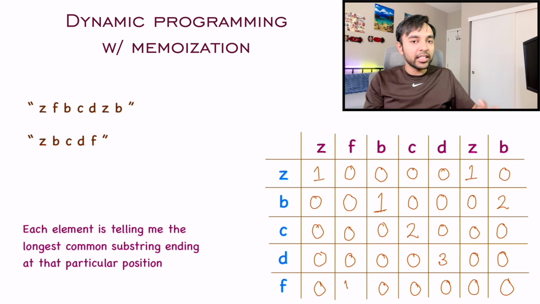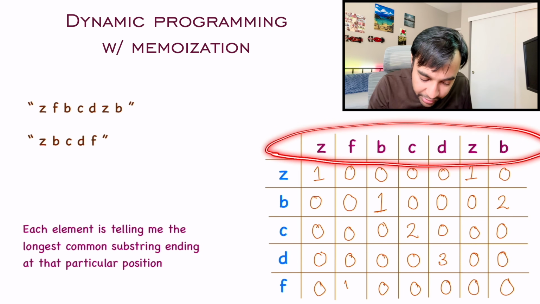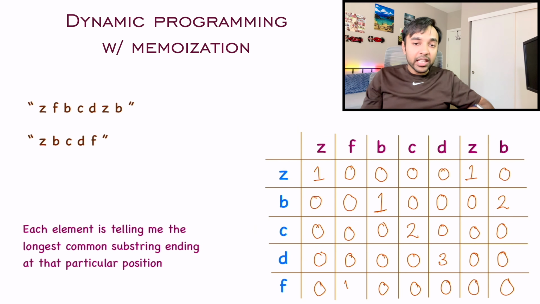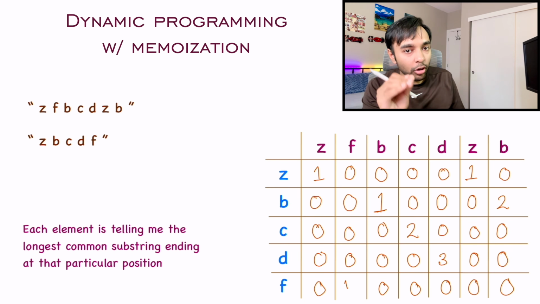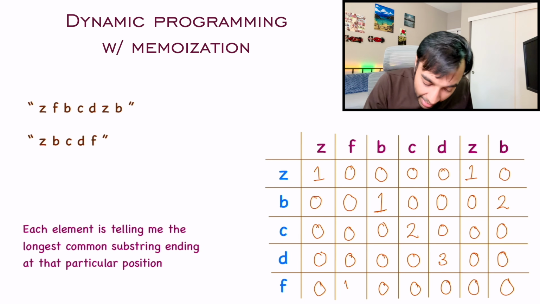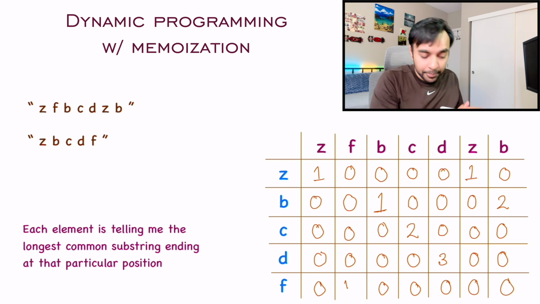So now look at this matrix. This matrix is telling you that if you have these two strings, then at each position, you can find out what will be the length of the longest common substring. And the maximum length you can find out, that is 3, right? So 3 is your answer.